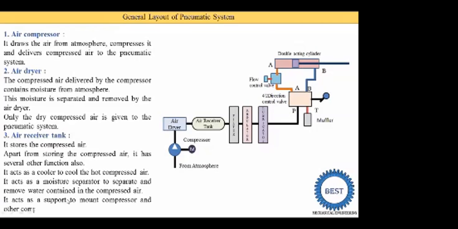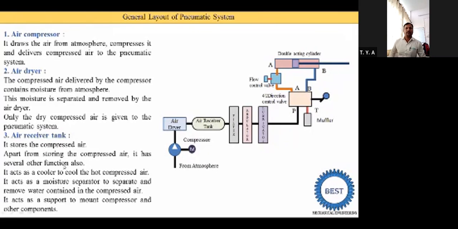And it acts as a support to mount the compressor and other components. In this image we draw the compressor here and the air receiver tank here, but in an actual system the compressor is generally installed on the tank, so it requires less space. In the majority of cases the compressor is mounted on the air receiver tank, and some other components are also mounted on the air receiver tank.